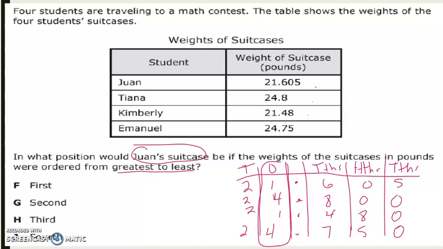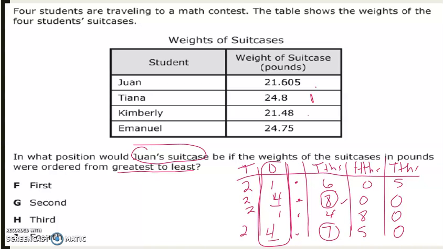I'm looking for my greatest number. So I know that 4 is the greatest number, but I have 2 numbers with the 4 in there. So then I'm going to have to go to my tenths place. So I have an 8 for 24 and 800 thousandths, and then I have a 7 for 24 and 75 hundredths, or 750 thousandths. Since I'm looking for greatest to least, I know that 24 and 800 thousandths is greater because I have an 8 here. Okay, so this is going to be my greatest number. So that one's going to be first.